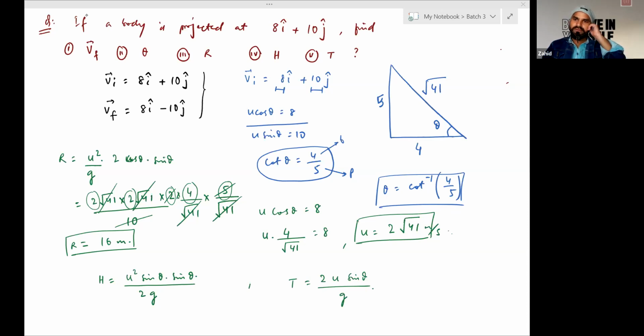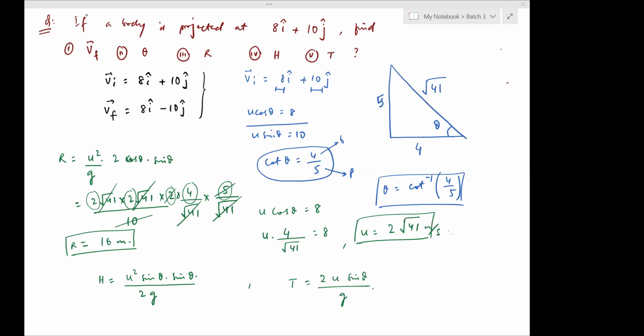Sham, just put the value of sine theta from the above triangle. Yes, yes.